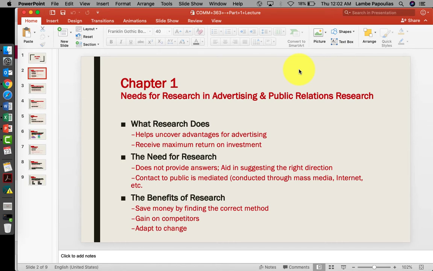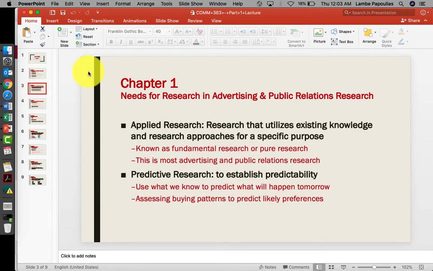And the benefits of research. You could save money by finding the correct method, rather than trying to figure out where to advertise and doing trial and error per se. If you have research conducted, you could save money by finding the best route to implement your ad into. You can also gain on competitors, knowing where to advertise first, and also adapt to any kind of change that might be implemented, whether it's current trends or social change, such as social media, whatever it may be. The benefits of research are there, and it's really important to make sure that you conduct research before you actually advertise.